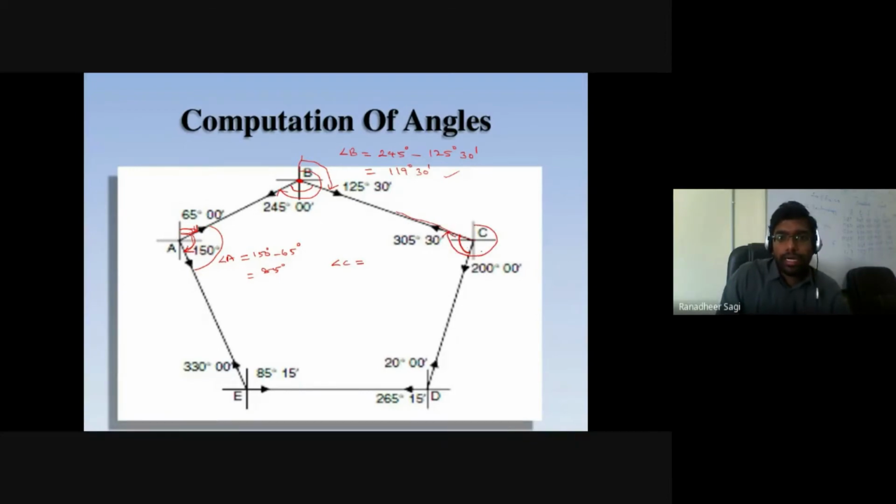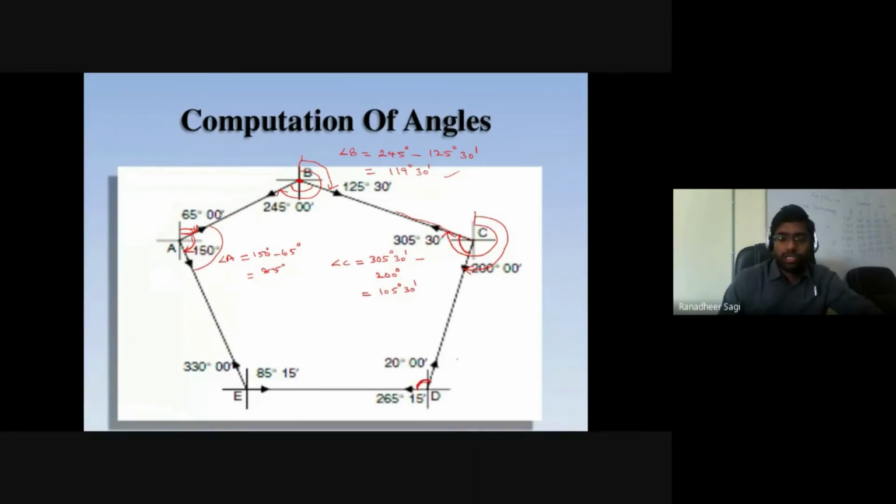So my interior angle at point C is equal to this angle minus the angle I am representing in the forward direction with respect to the CD line. The back bearing of line BC, that is 305 degrees 30 minutes, minus the forebearing of line CD, which is 200 degrees. So if I calculate the interior angle at point C, I'll get 105 degrees 30 minutes.